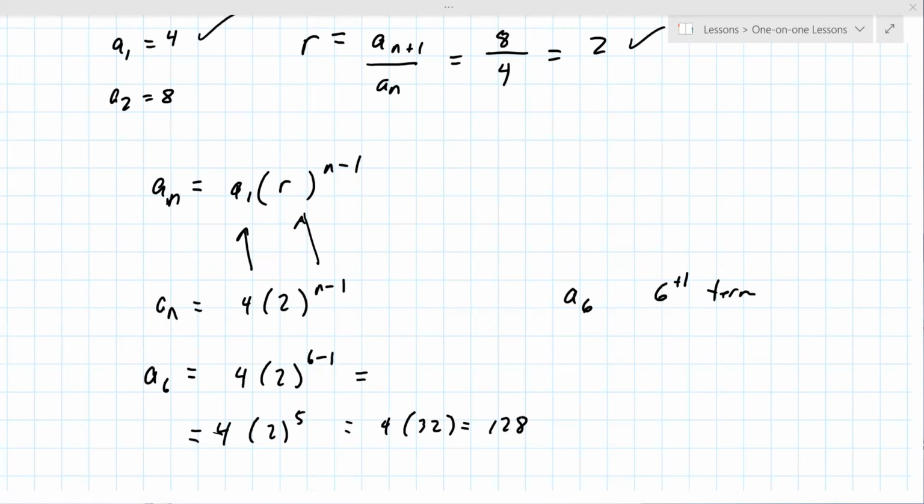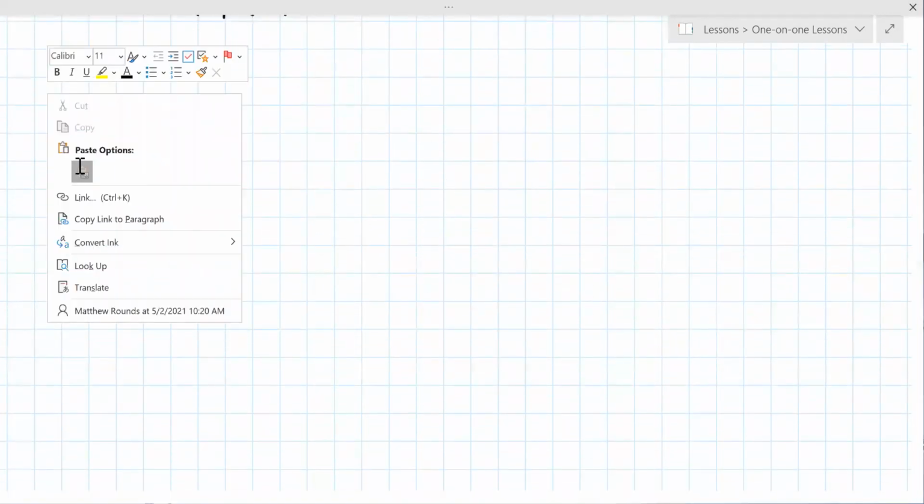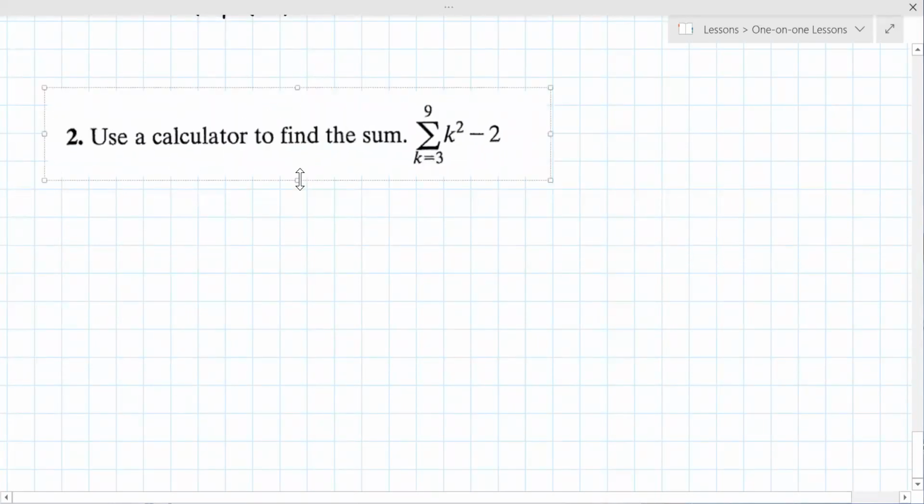Let's go to number, do you know if there's a calculator section on this? I know that for some of it, I will be allowed to use my calculator, but she doesn't tell us for what. Okay. This one says to use a calculator. I mean, it can be done by hand. It's just kind of long.